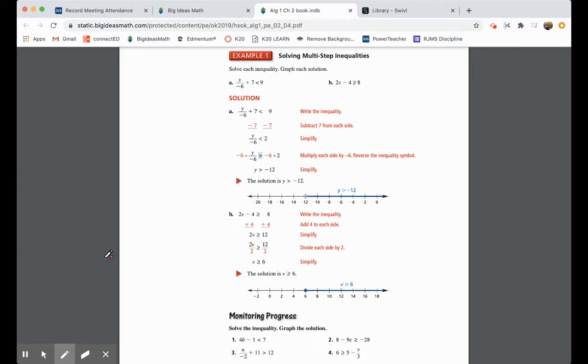Okay, so we are doing lesson 2-4. We are solving multi-step inequalities. So now we're just kind of combining what we've done the last 2 days. So we're combining the multiplying and dividing and the adding and subtracting.